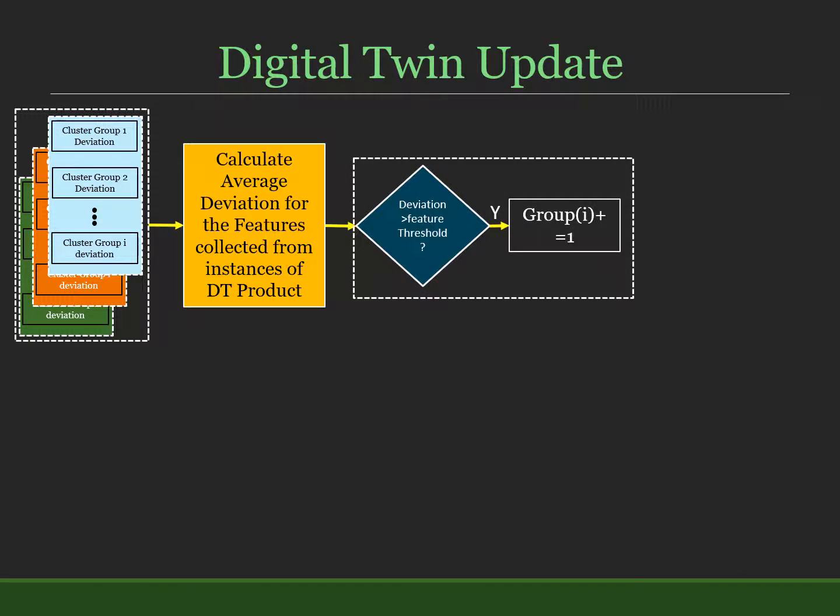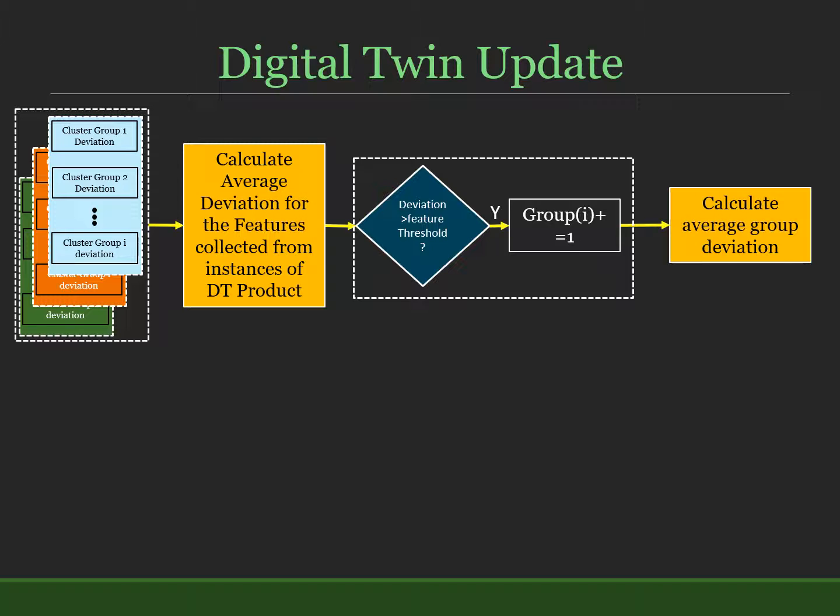Then, it will calculate the average deviation of the feature, for instance, of the digital twin product instances which have been passed through the system. This instance count can be just one, which means the check for the digital twin aliveness will be done after producing each object. After calculating the average deviation, it measures if the average deviation is greater than the feature threshold. This feature threshold is assigned for each individual feature group.